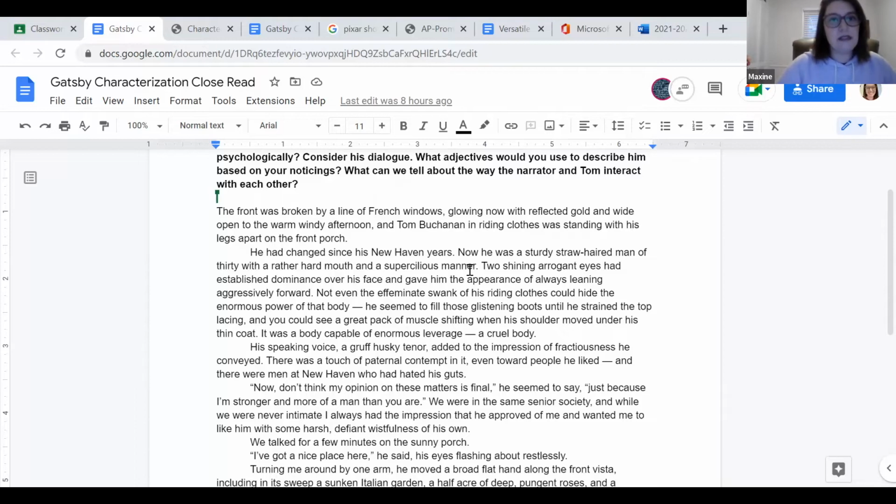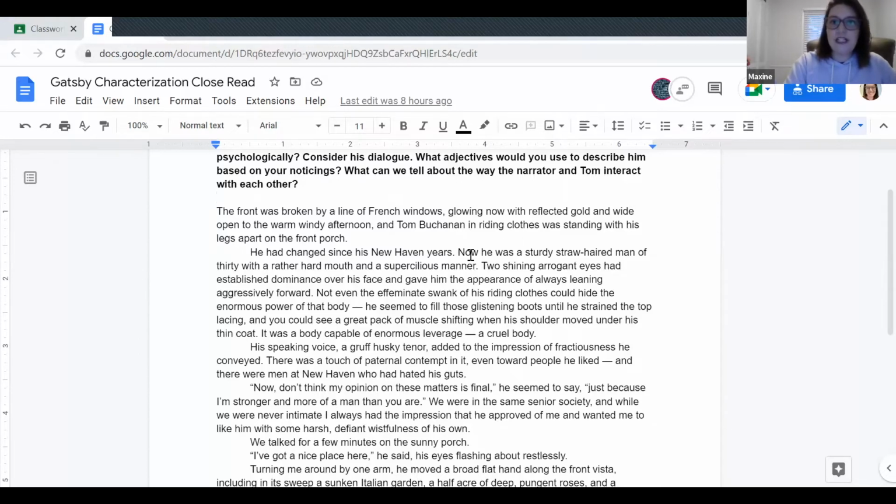And then it says in the next paragraph, he had changed since his New Haven years. So I guess the question for me is, what is it that has caused him to change, or how has he changed? But if we keep reading, it says now he was a sturdy, straw-haired man of 30, with a rather hard mouth and supercilious manner. Two shining, arrogant eyes had established dominance over his face and gave him the appearance of always leaning aggressively forward.